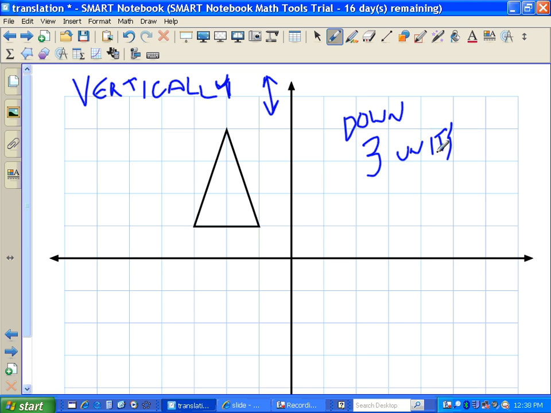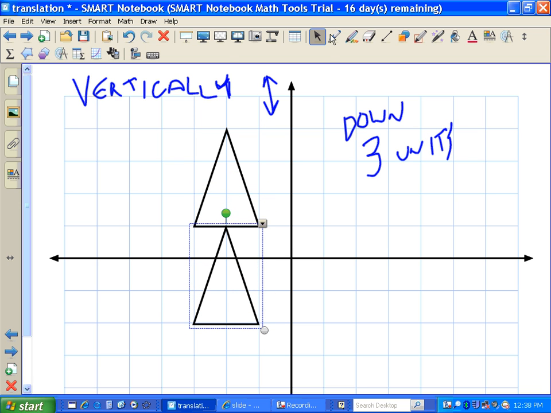So if I can get my timing right on this. Hold of the right shape. There we go, now I've got it. And let's slowly move it down 3. All right, my timing is awful. There's down 1, down 2, down 3.